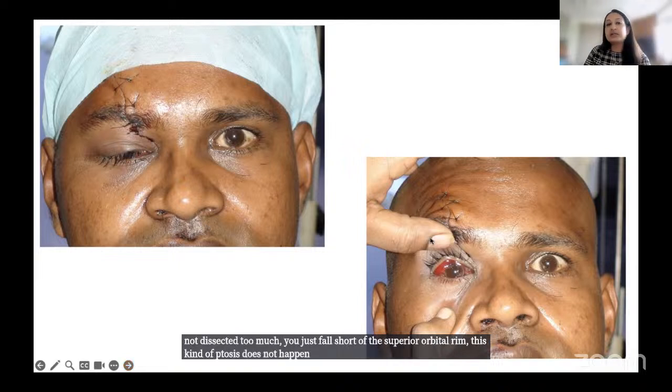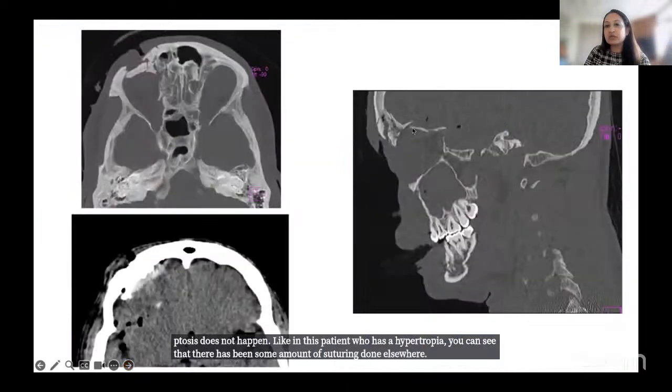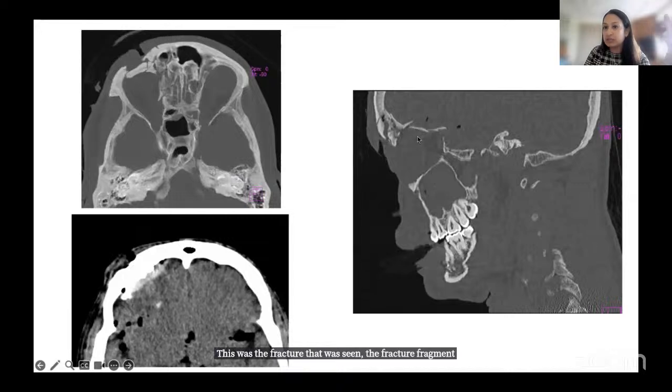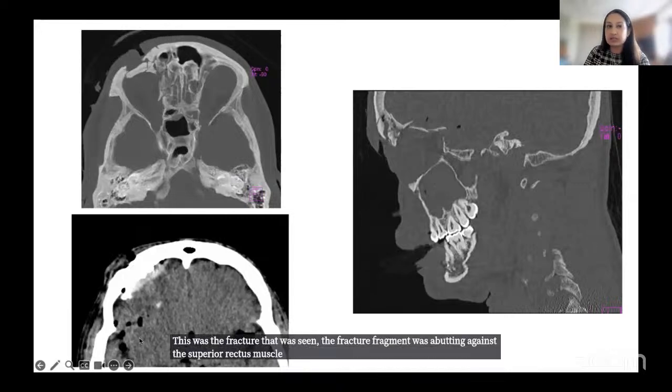Like in this patient who has a hypotropia, you can see that there has been some amount of suturing done elsewhere. This was the fracture that was seen. The fractured fragment was abutting against the superior rectus muscle. He also has an extradural hemorrhage.